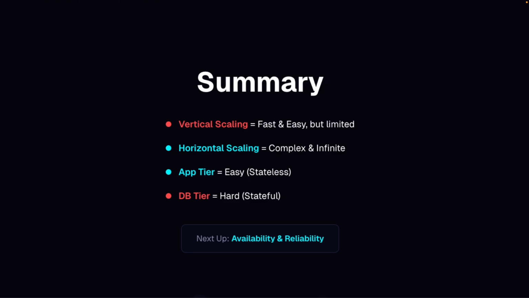But there is one piece missing. A system can be scalable. But what happens if a cable gets cut? What happens if a data center loses power? A scalable system that is offline is useless. That is why in the next video, we are going to talk about availability and reliability, how to design systems that never die.